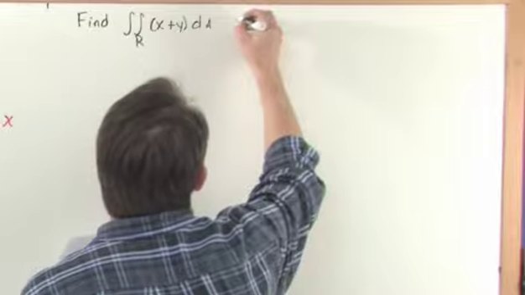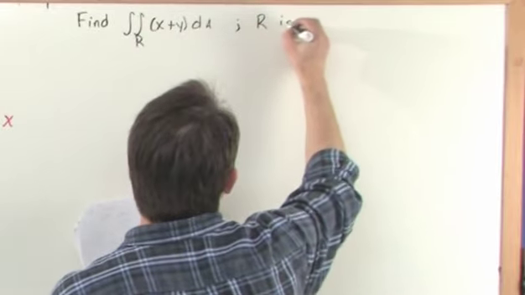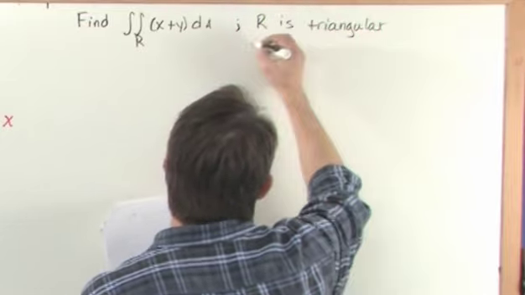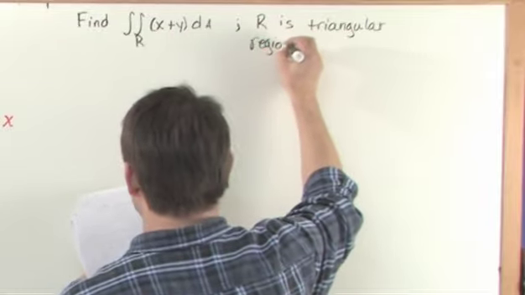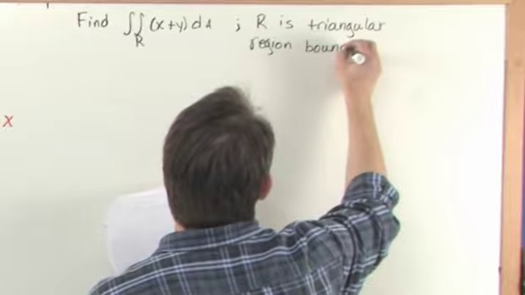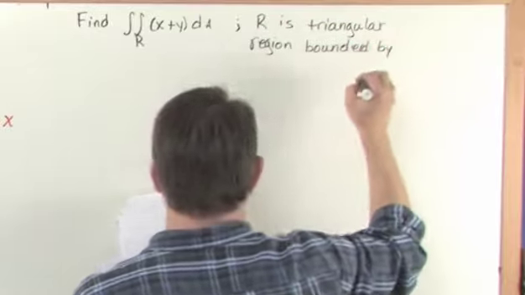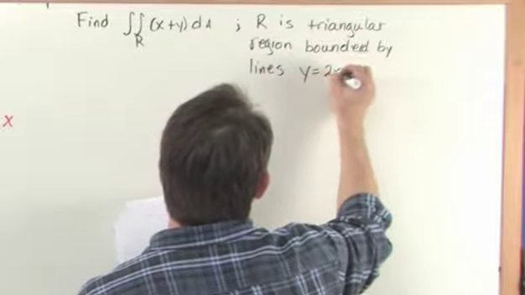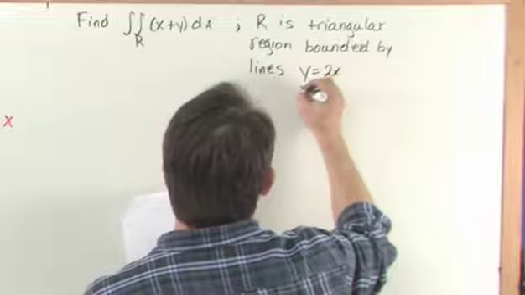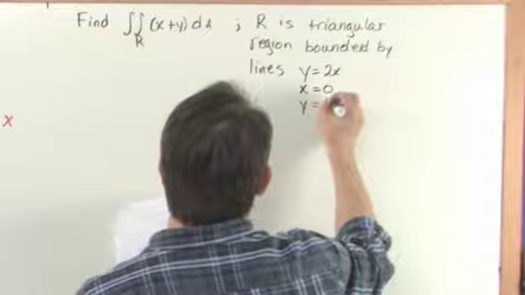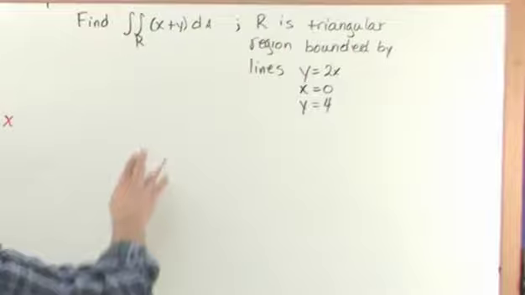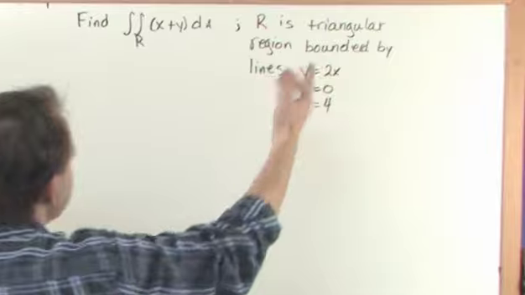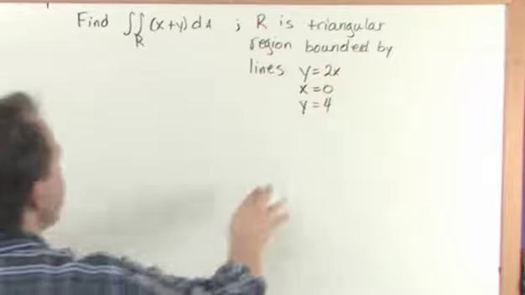Okay? And then the problem would tell you R is the triangular region bounded by the lines y is equal to 2x, x is equal to 0, and y is equal to 4. Okay? So I've given you the function to be integrated, but I haven't given you the limits of integration. I've just told you roughly that the region R that you're integrating over is going to be bounded by these lines.